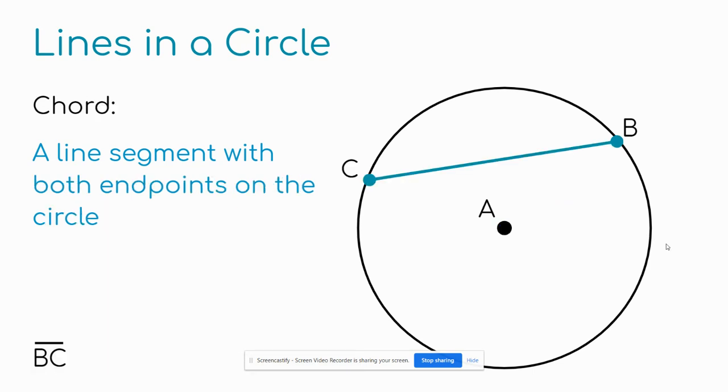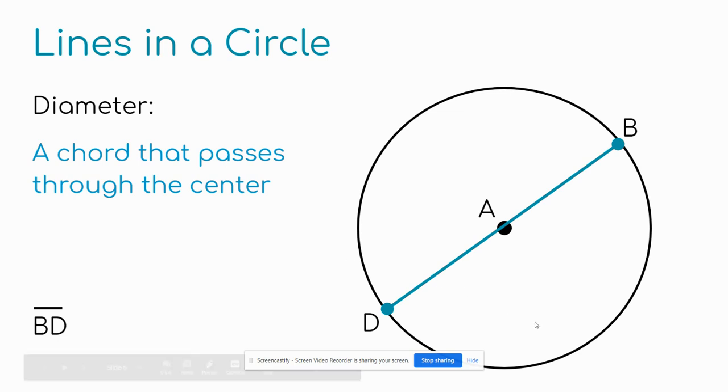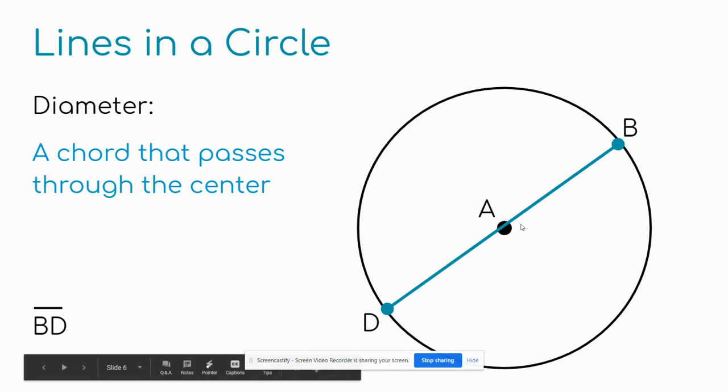A new one that we're going to learn is a chord. So a chord's also a segment, has two endpoints, B and A, but instead of going to the center, it's going to go from one point on the circle to another point on the circle. We could call this BC, we could call it CB. And then the last segment is going to be a diameter, which we also talked about. It's like a double radius. It's going to be a chord, so it goes from one point on the circle to the other point of the circle, but the main difference is that it passes through the center. So this could be BD or DB.